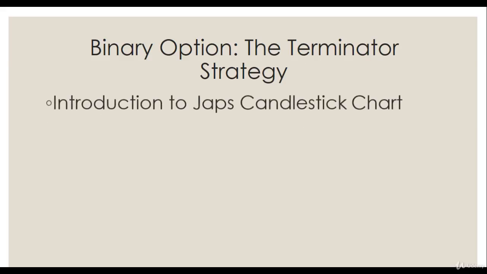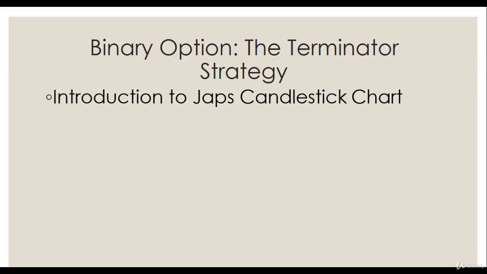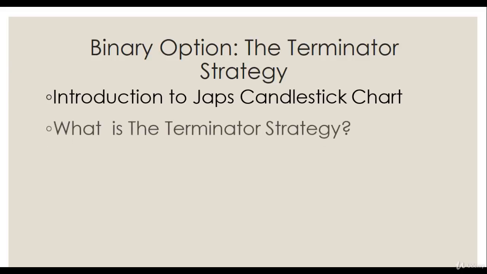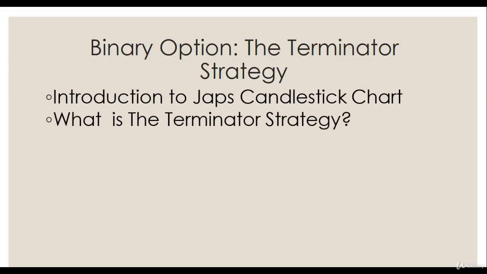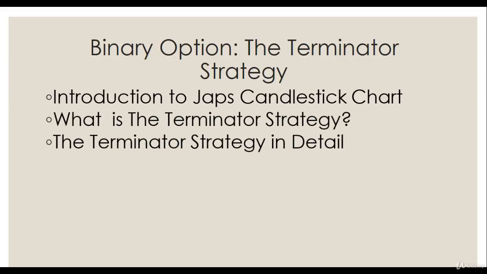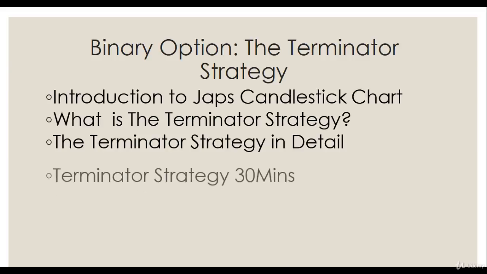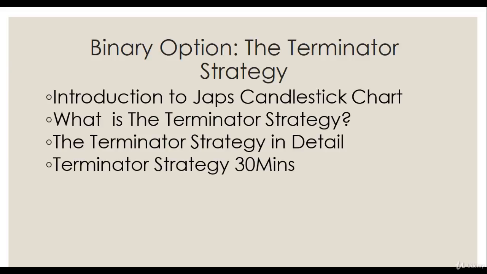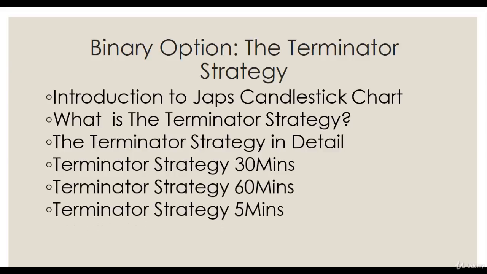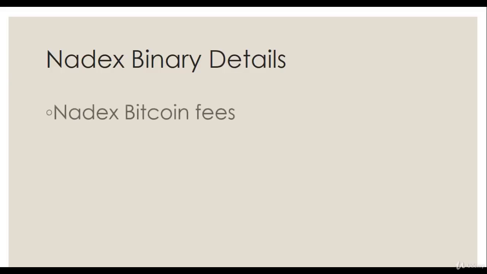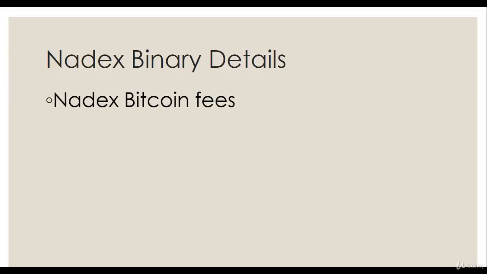Then we discuss the Terminator strategy, and before that I discuss the introduction to the Japanese candlestick chart. And what is the Terminator strategy? Terminator strategy in detail. Then Terminator strategy on 30 minutes, 60 minutes, 5 minutes, and trends in detail. Then we go into the details.